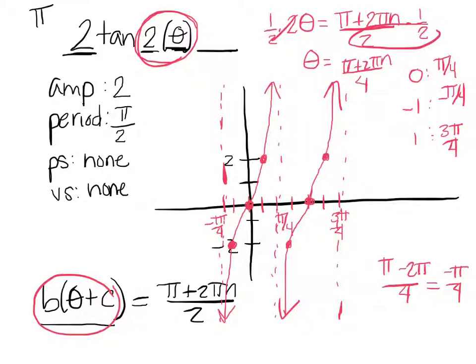Alright, so let's try a cotangent one. Let's say that this was 3 cotangent of, I don't know, let's go theta plus pi, just to make it a little bit easy again. So I can still do my other things.